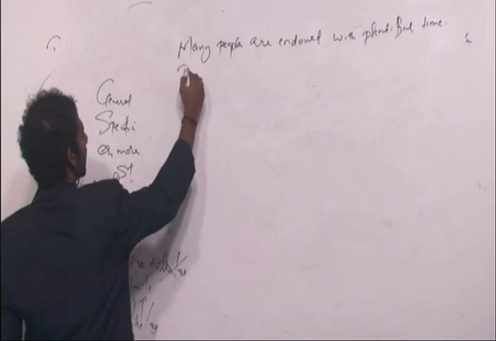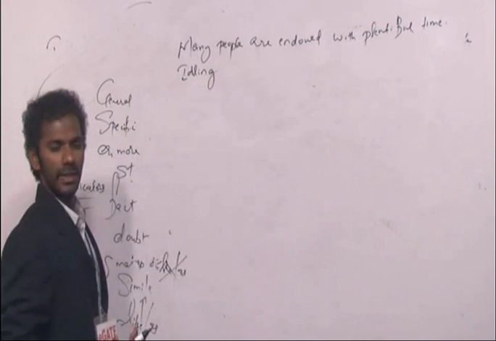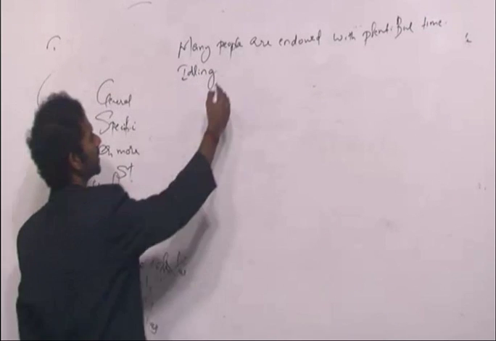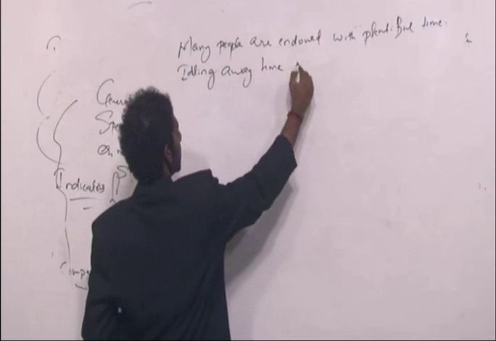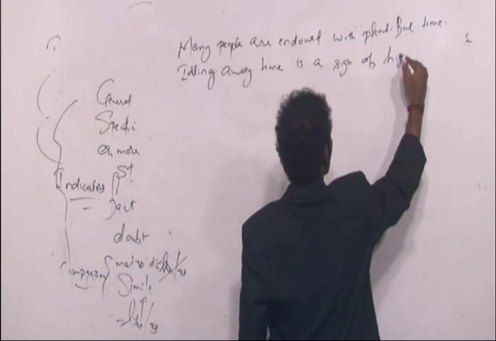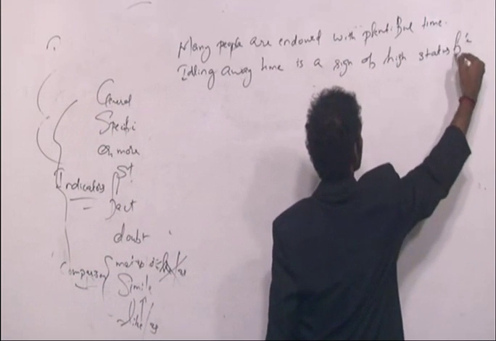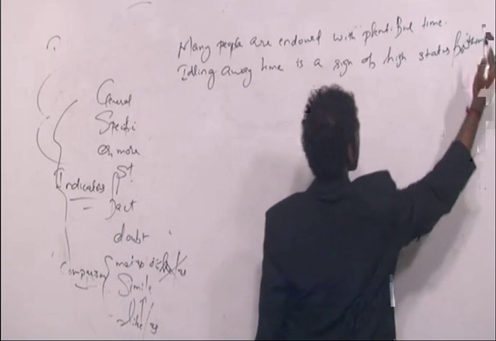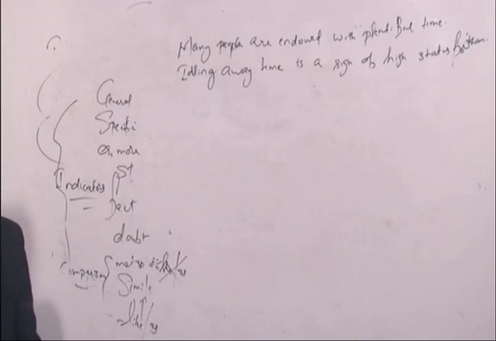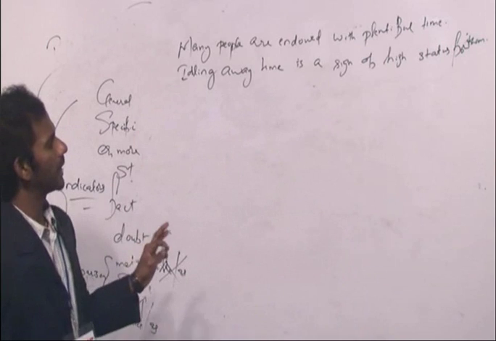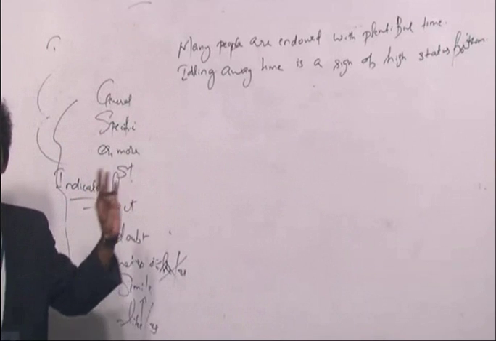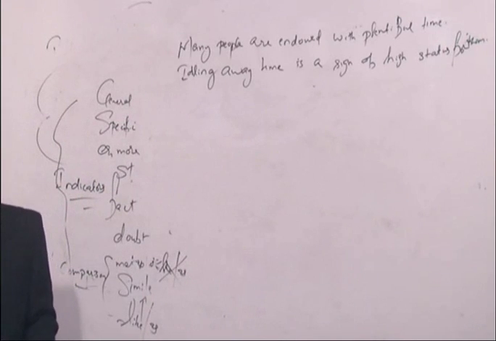Idling away time. I-D-L-I-N-G, idling. You know what is idling, right? I mean, wasting time, sitting idle, not going for any work, not doing something, etc. Idling away time is a sign of high status for them. This is a question, right? Many people are endowed with plentiful time. Idling away time is a sign of high status for them. This is a question. From this, what can be inferred?